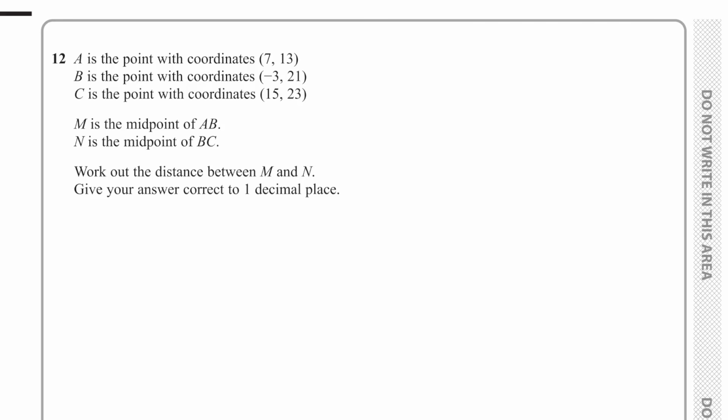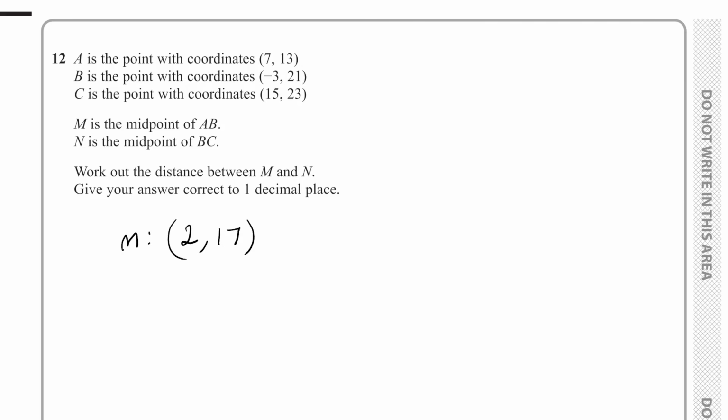So the middle of AB, so halfway between the x's. So halfway between 7 and -3. 7 and -3 add up to make 4. Half of 4 is 2. So the middle of 7 and -3 is 2. 13 and 21, what's halfway? So add them up, which is 34. And then half of it, 17.